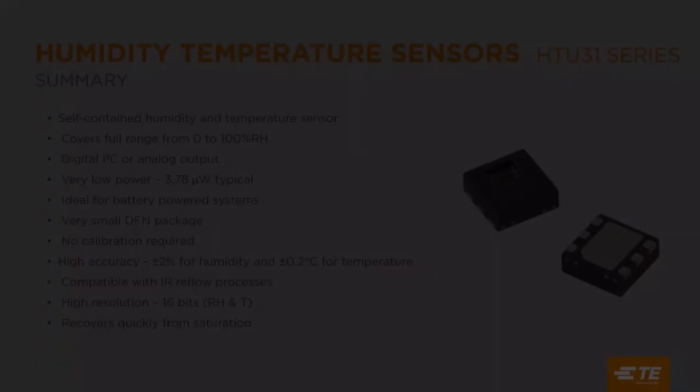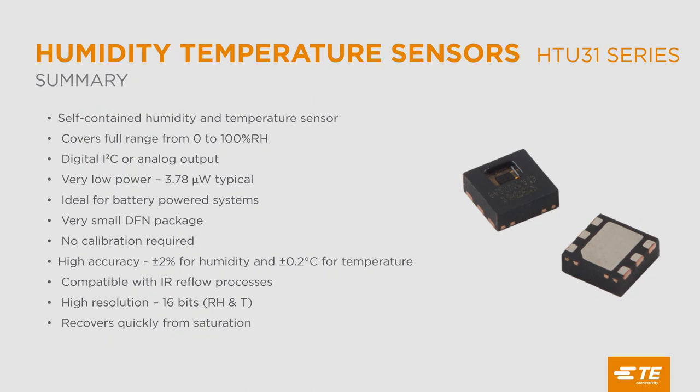TE Connectivity has introduced a new surface mountable humidity and temperature digital output combination sensor, the HTU31, in a 2.5 by 2.5 by 0.9 mm package. These individually calibrated high-accuracy sensors are serialized for traceability and provide a typical accuracy of plus minus 2% for relative humidity and plus minus 0.2 degrees Celsius for temperature.